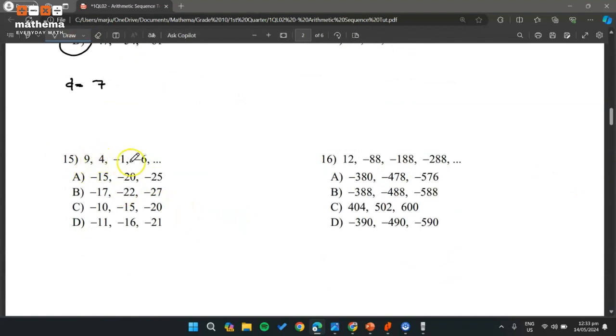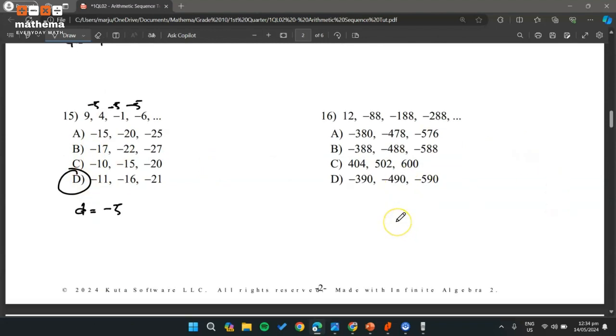So we have 9, 4, negative 1, negative 6, so we are decreasing. Our constant difference should be a negative number. So this is a negative 5, a negative 5, and a negative 5. So our d is negative 5. We are going to make use of negative 5 to find the next three terms. So negative 6 plus negative 5 gives us negative 11. Negative 11 plus negative 5 is negative 16. Negative 16 plus negative 5 gives us negative 21. So for 15, our answer will be letter D.